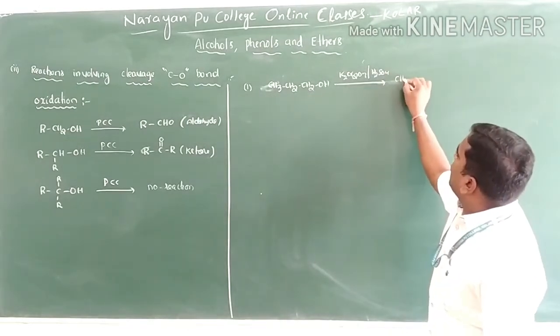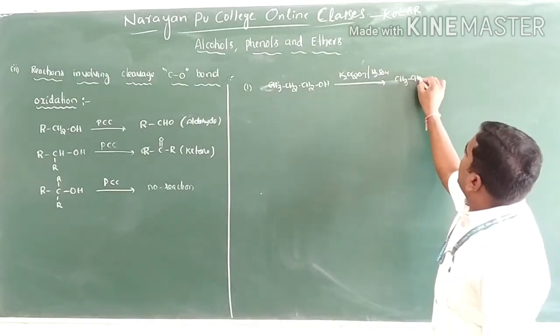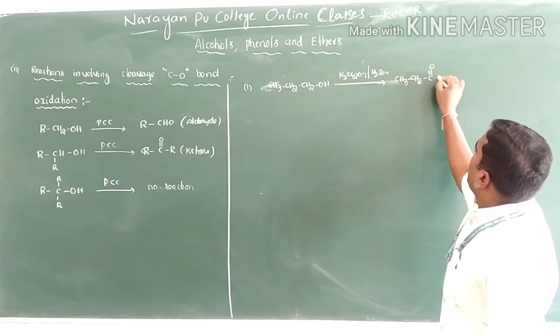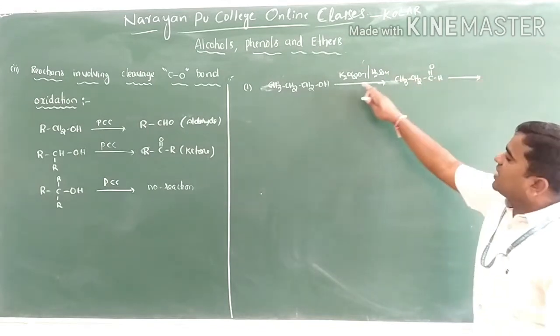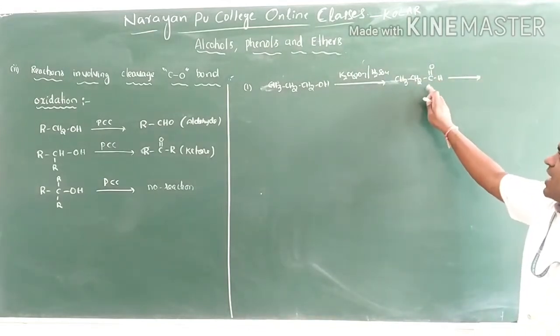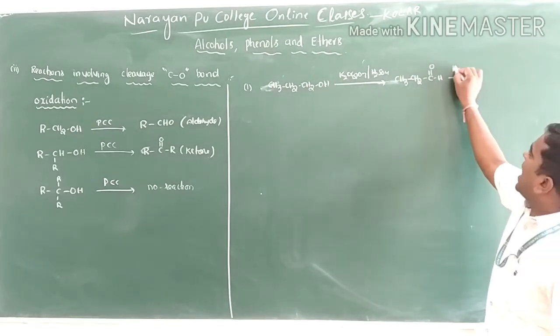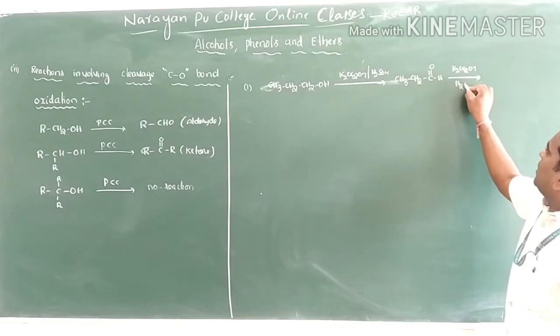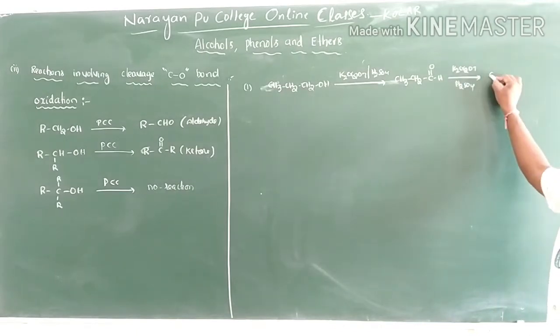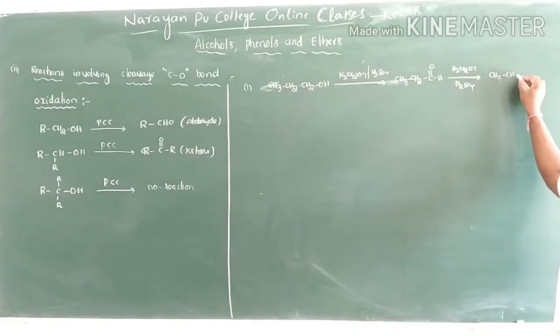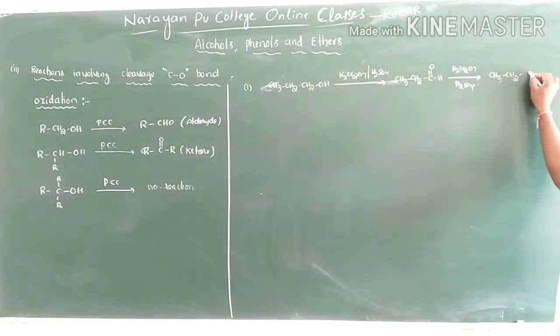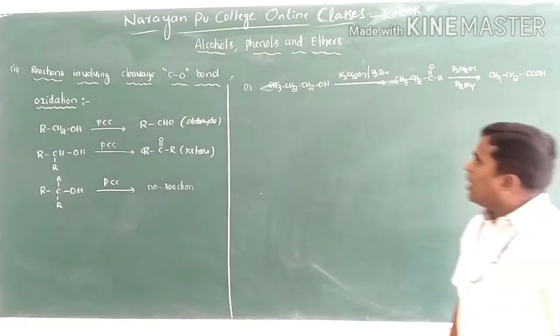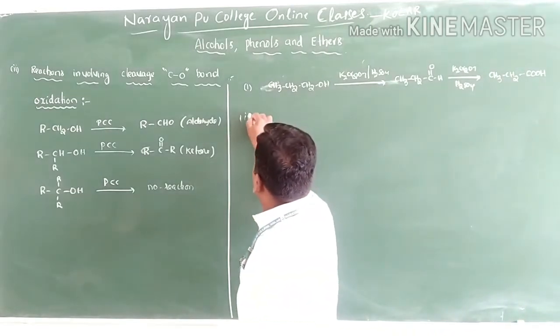First it will be converted into aldehyde, CH3CH2C double bond O H. This is aldehyde, but it is a strong oxidizing agent, so the reaction will not stop at the aldehyde stage. Further oxidation takes place with the same reagent, and it will be converted into acid. CH3CH2 C double bond O is converted into COOH. Now, this is for primary alcohols.